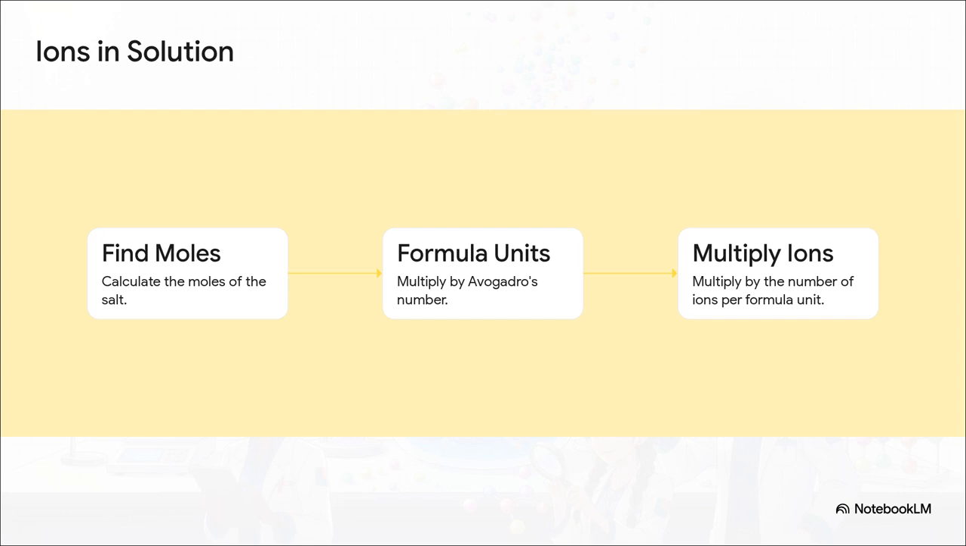So to successfully calculate this in the lab, you just have to add one final step to your mathematical bridge. First, calculate the moles of the salt by dividing its mass by its molar mass. Second, multiply that mole value by Avogadro's number to get your total formula units. And third, you multiply that result by the specific number of ions per formula unit. So that means multiplying by 2 for NaCl, or multiplying by 5 for aluminum sulfate.